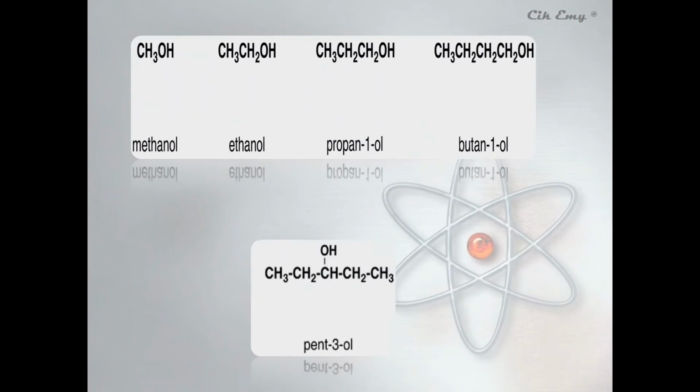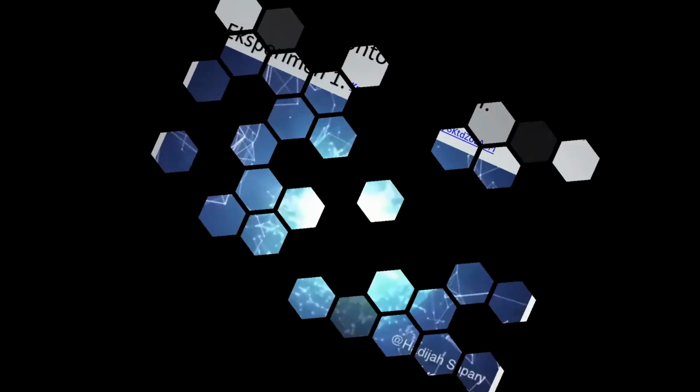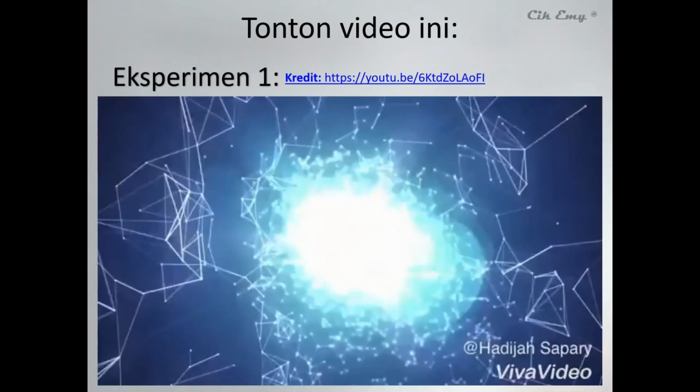Okay, ni contoh struktur alkohol. So awak nampak lah, methanol, 1 carbon we call it as methanol, 2 carbon ethanol, sama macam penamaan hydrocarbon tadi kan, 3 propanol, 4 butanol. Okay, itu cara penamaan dia mengikut sistem IUPAC. Kalau awak belajar chemistry nanti awak tahu macam mana.